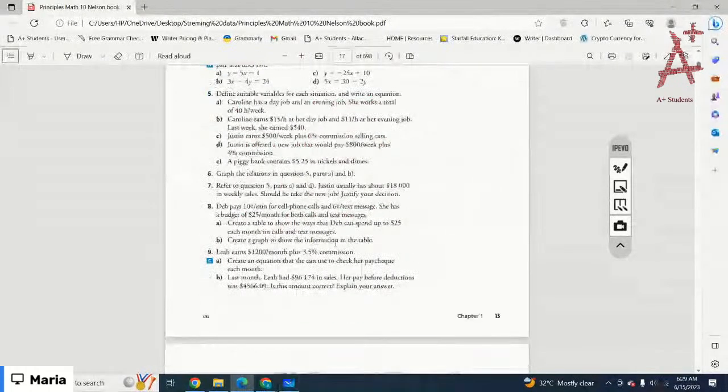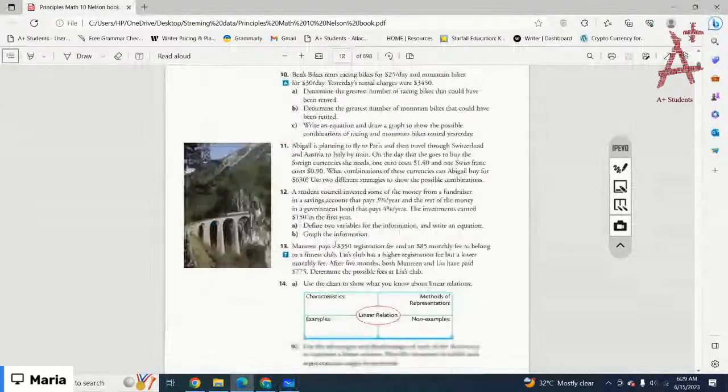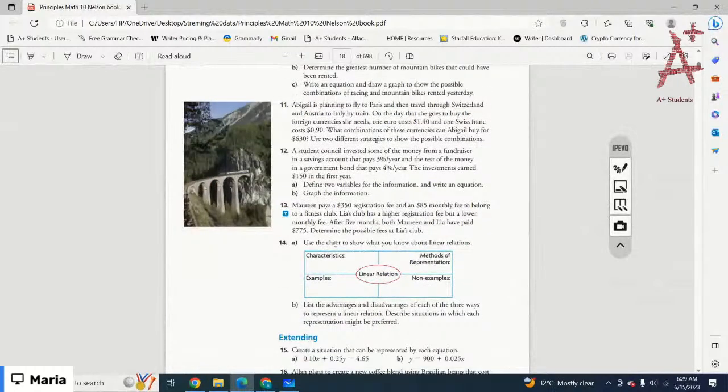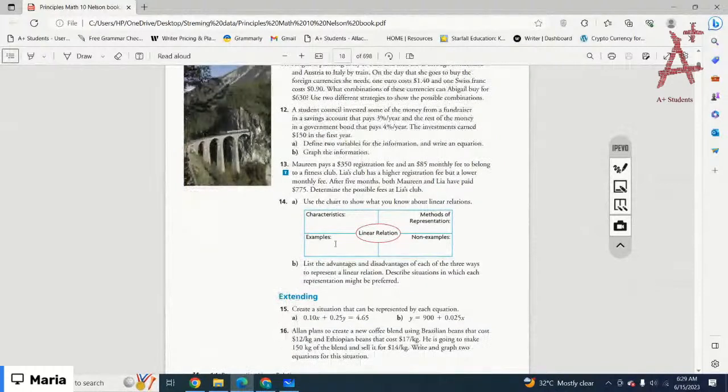Let's just move on to question number 12. Okay, a student council invested some of the money from a fundraiser in a savings account that pays 3% per year, and the rest of the money is in a government bond that pays 4% per year. The investments earn $150 in the first year. Define two variables for the information and write an equation.